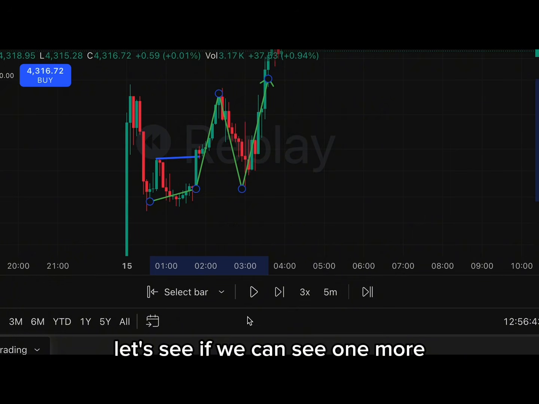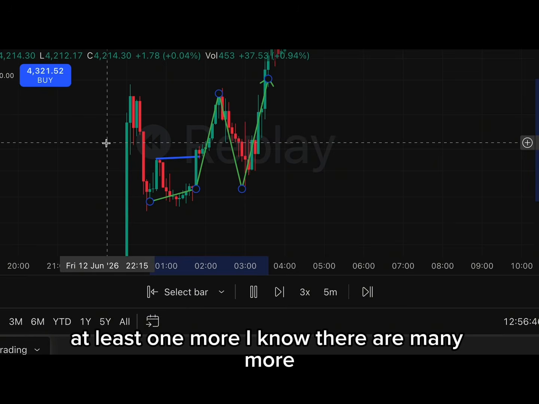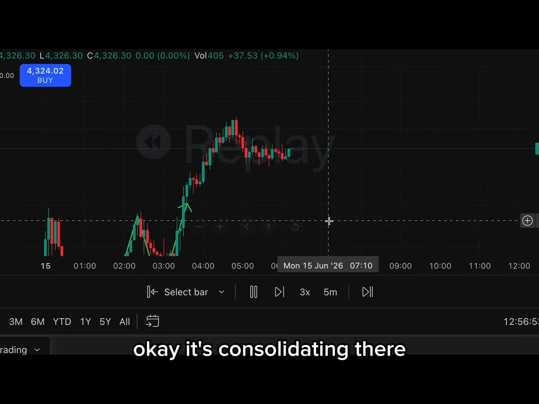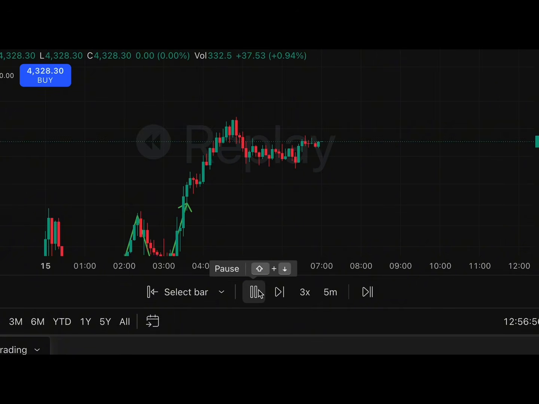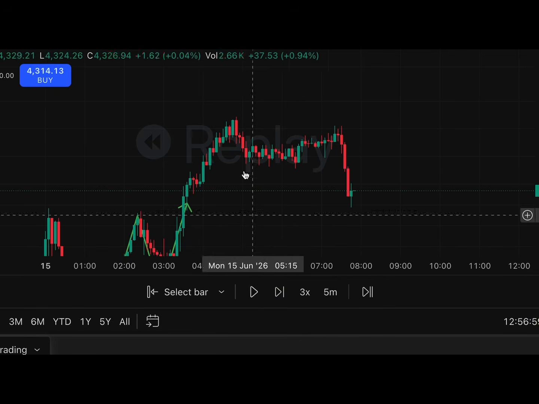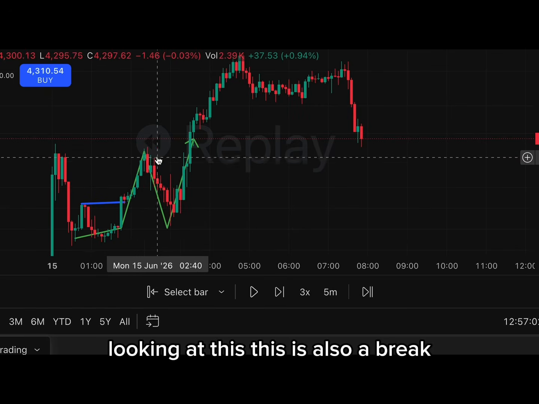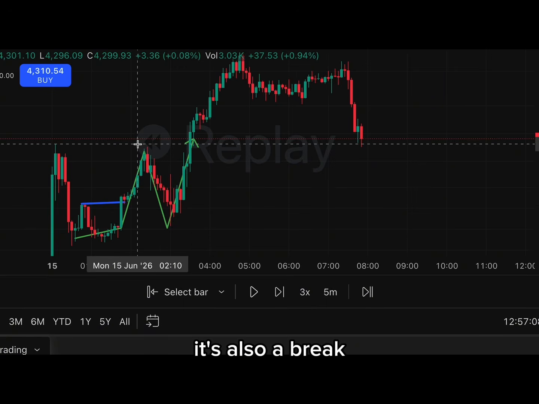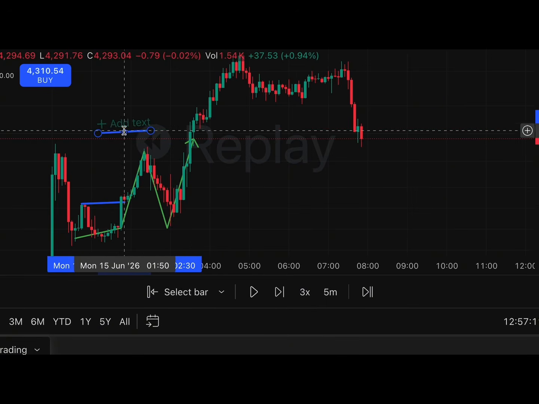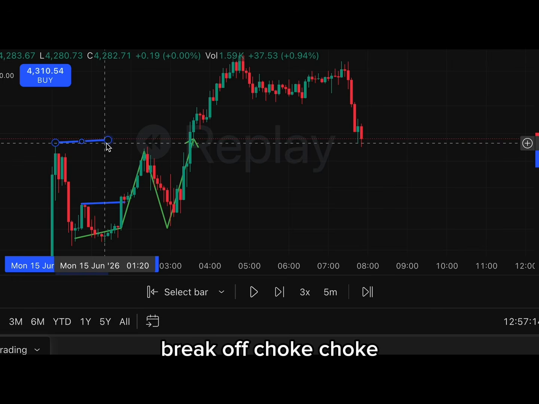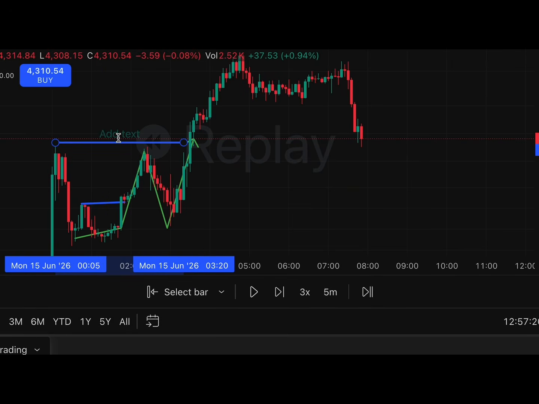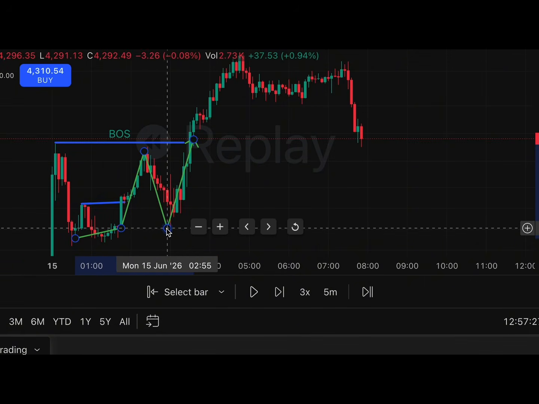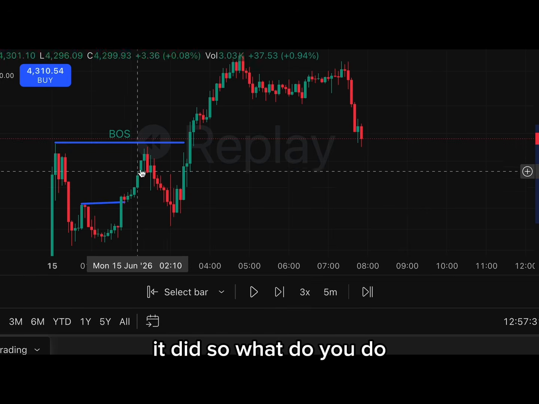Let's see if we can see one more, at least one more. I know there are many more. That's just one thing about the strategy. Okay, it's consolidating there. Wait. Looking at this is also a break. This one here is also a break, or you can just use this one, break of structure. You can see this break of structure. Did the market slow down here or not? It did. So what do you do?